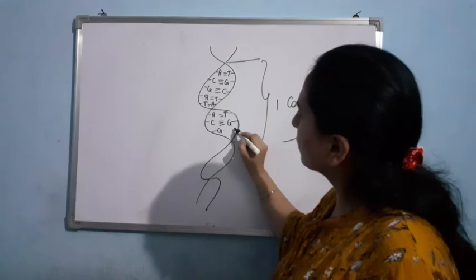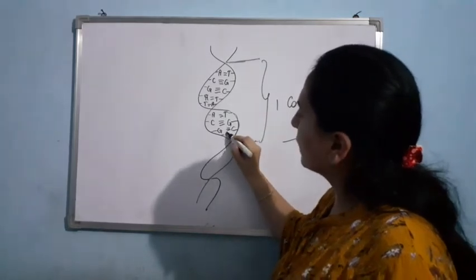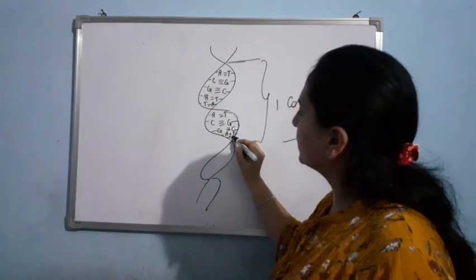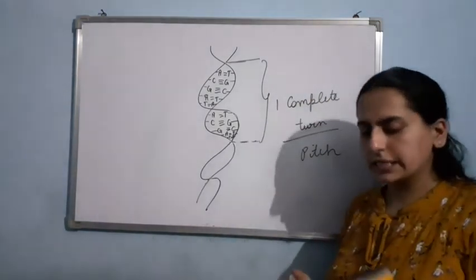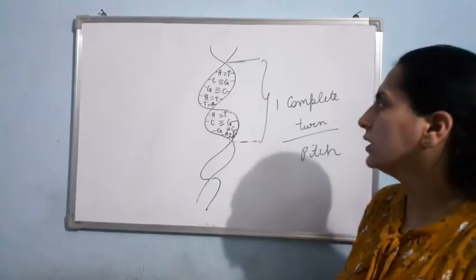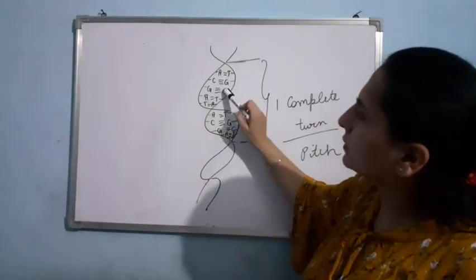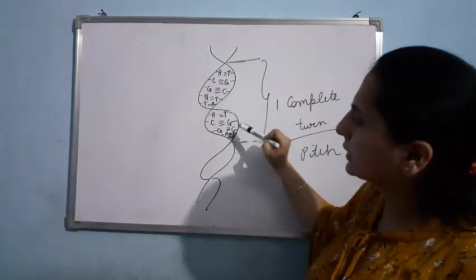G, then here will be present C. A, then here will be present T. And T, then here will be present A. Clear? Like this. Now if you count the number of base pairs, this is one base pair, second, third, fourth, fifth, sixth, seventh, eighth, ninth, 10.